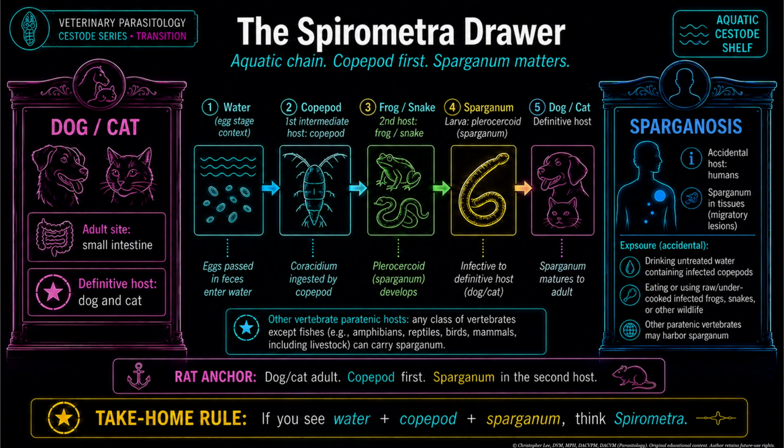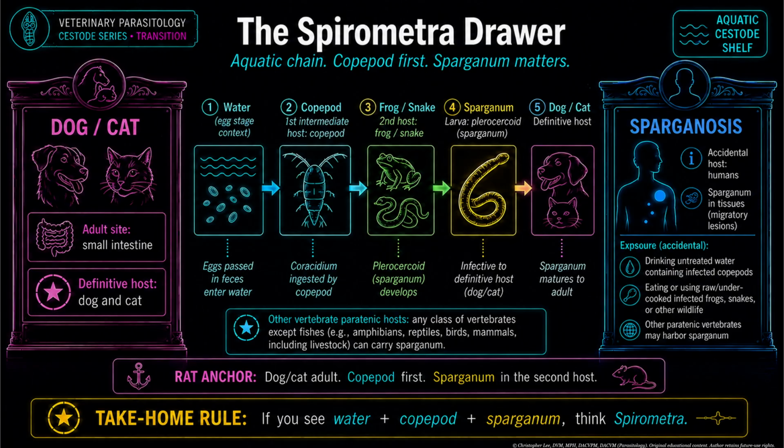When a non-fish vertebrate eats the infected copepod, the procercoid develops into a plerocercoid, commonly called a sparganum. That second host can come from almost anywhere in the vertebrate world, except fishes. It may be amphibians, reptiles, birds, or mammals. And now the life cycle gets interesting.